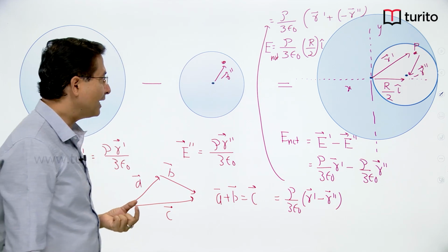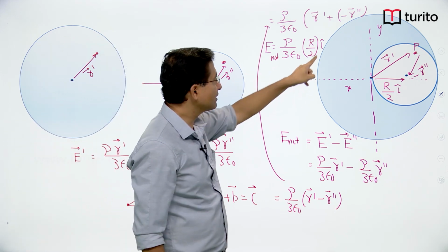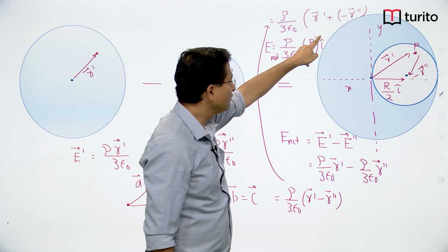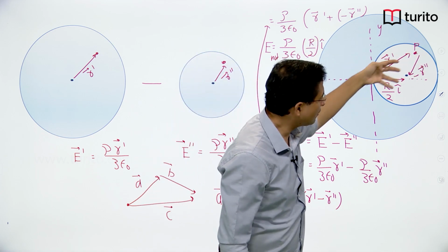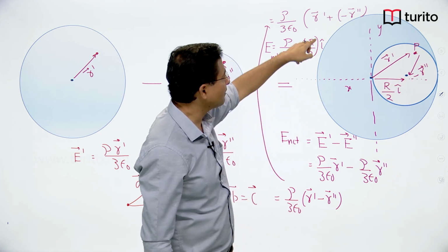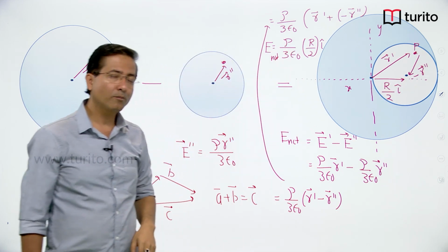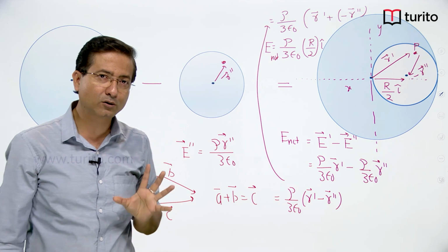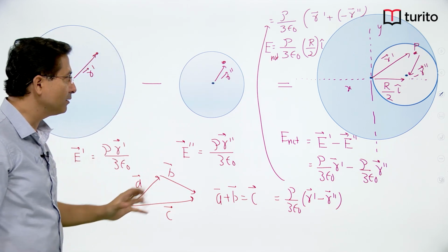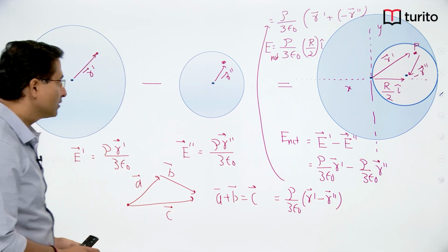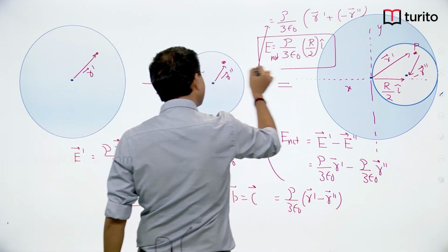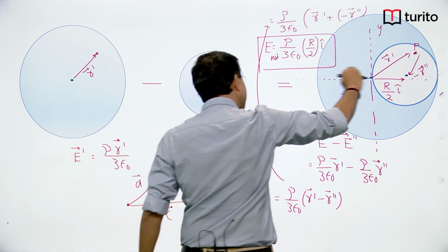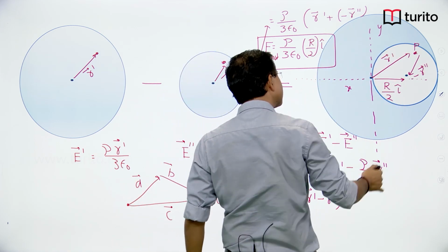That means inside the cavity, the field is always along x axis. In this situation the field is always along x axis and it will have the same magnitude, rho upon 3 epsilon naught capital R by 2. So everywhere the field will be the same and it will have this magnitude. Direction always along x axis irrespective of the point you take.